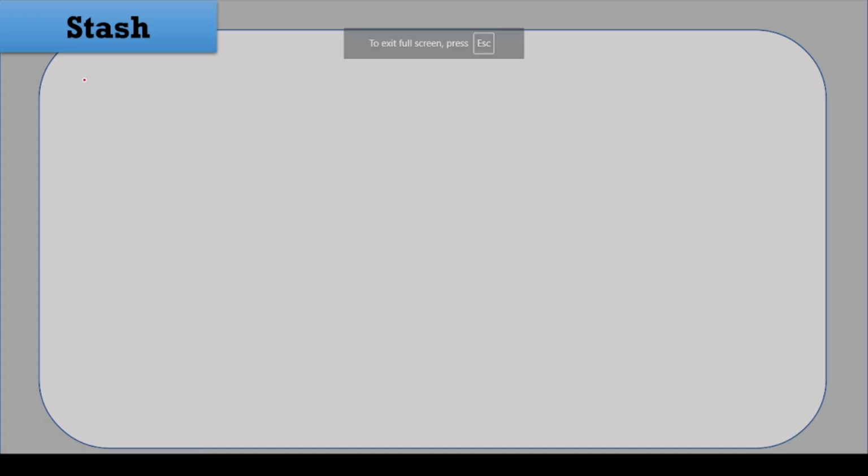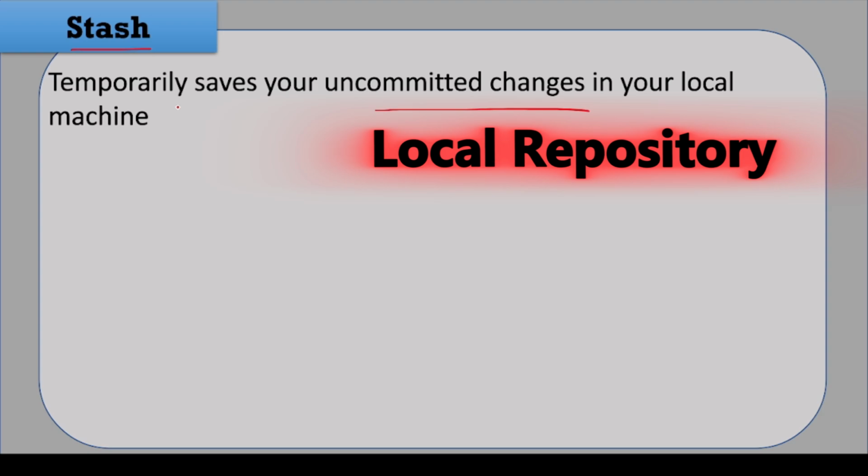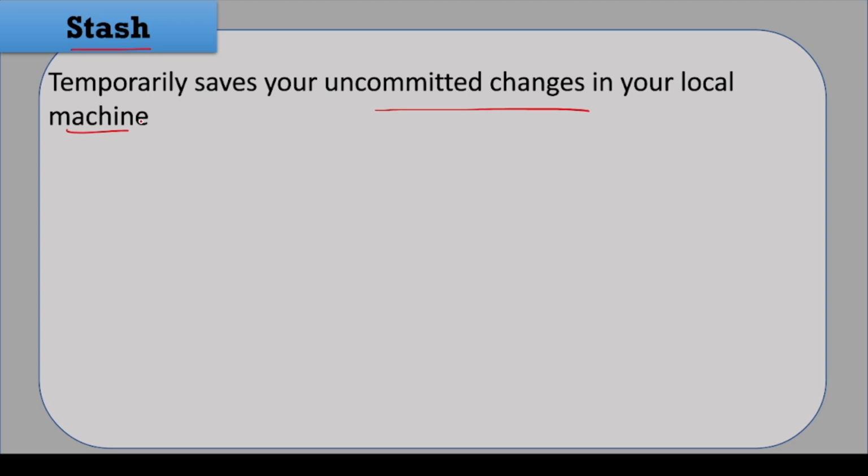First, let's understand what is stash. It temporarily saves your uncommitted changes in your local machine. If you have some changes in your code and you want to save those changes into your local directory or in your local machine, then you can just create one stash file and then we can save it locally.